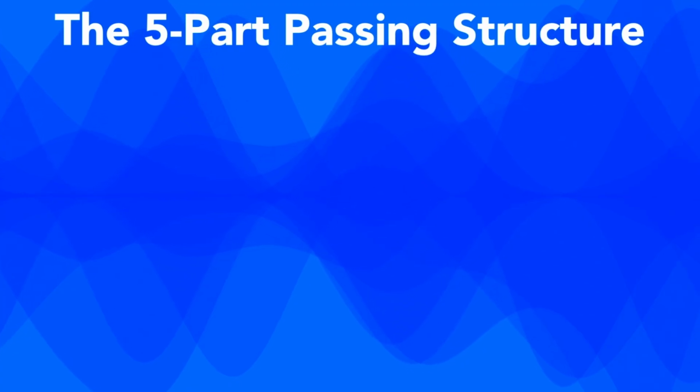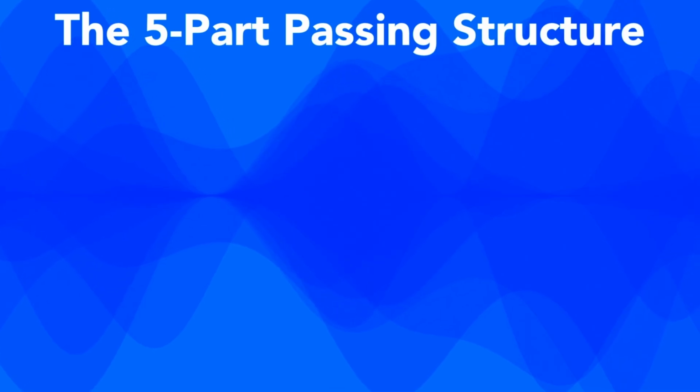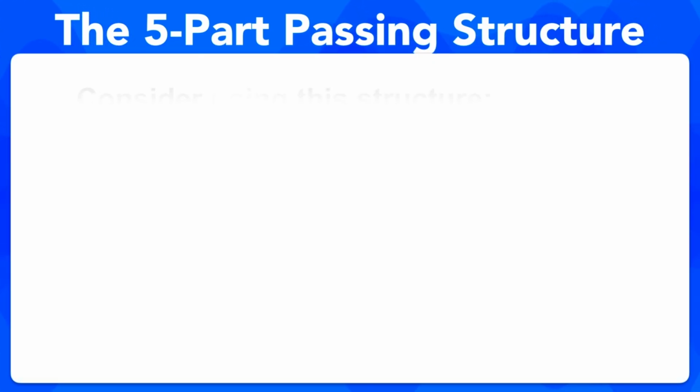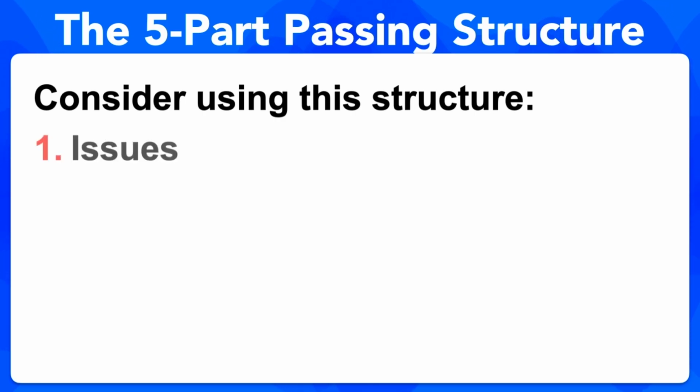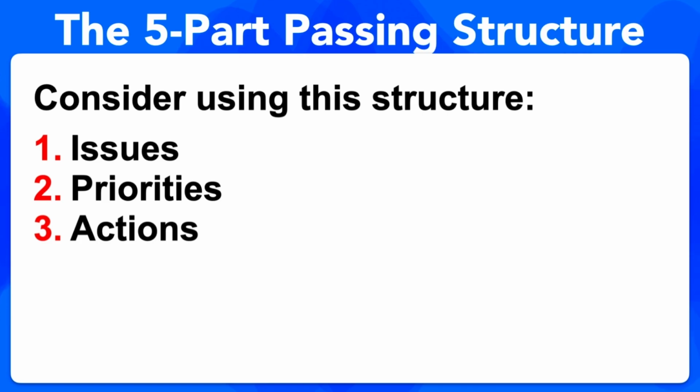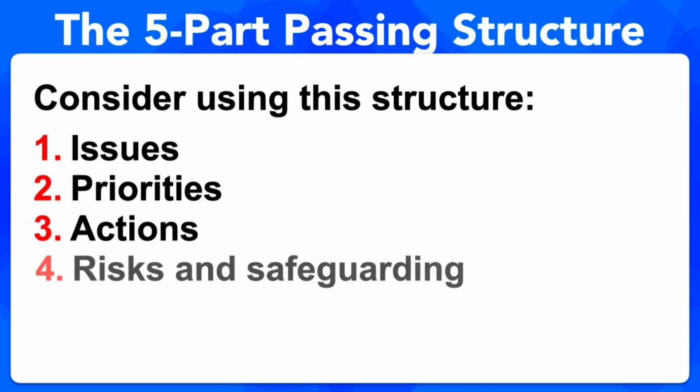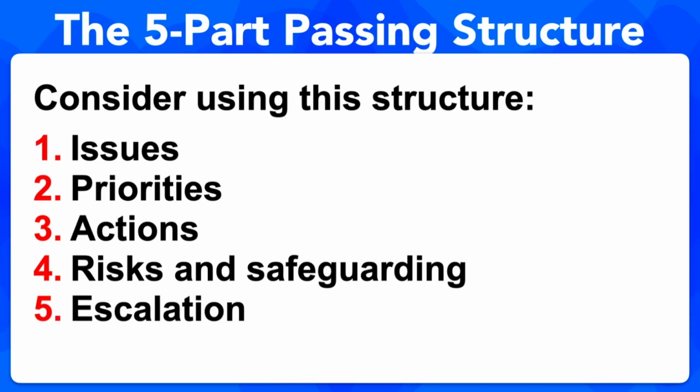So the 5-part passing structure, this is a brilliant structure to help you pass the briefing exercise for the DC assessment. I recommend you consider using this structure. Here it is. You start off with the issues. You then move on and talk about priorities. Thirdly, you talk about the actions you would take or you recommend. 4 is any risks and safeguarding. And 5 is escalation if needed. This is the structure I recommend you consider using in your briefing. If you follow this order, your answer will sound more organised and professional. Plus, it also makes it much easier for the assessor to award you marks because you're covering the key areas that they are listening for.